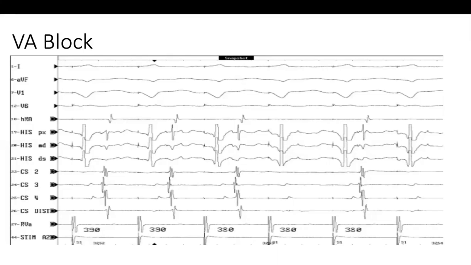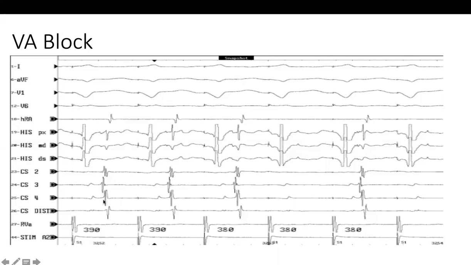Dr. Abid from PhD. Here in this tracing we see the surface ECG with leads 1, AVF, V1, V6, and then the intracardiac tracing, including HRA, HIS proximal, mid, distal, then coronary sinus 2, 3, 4, and distal, and then RV. We have a drive train of RV pacing stimuli at 390, 393, then 380, 380, and 380.